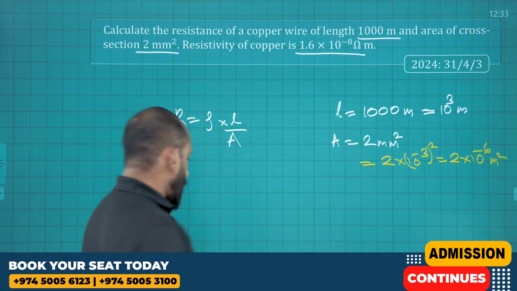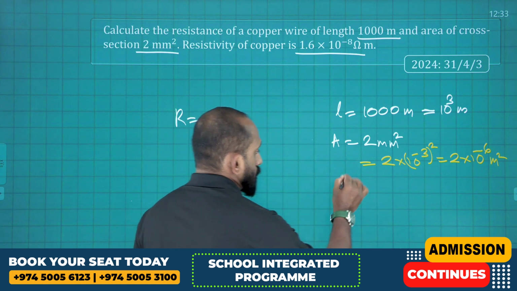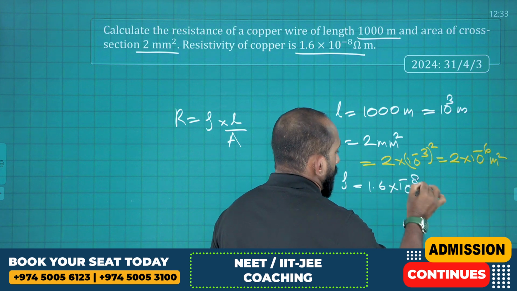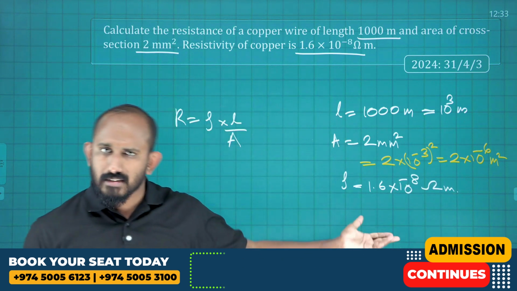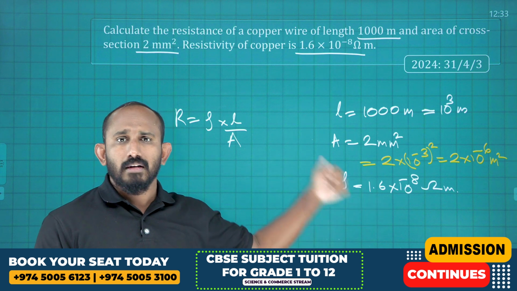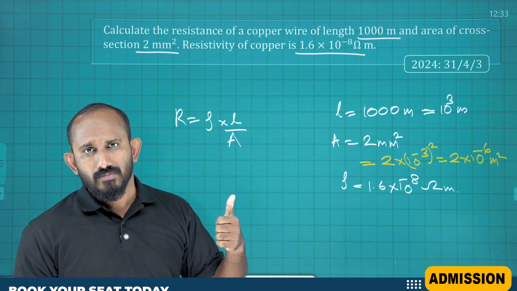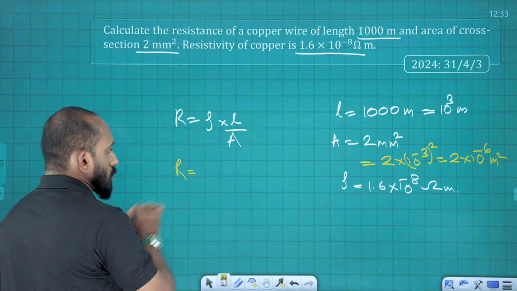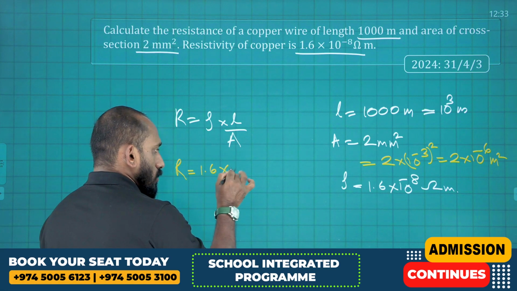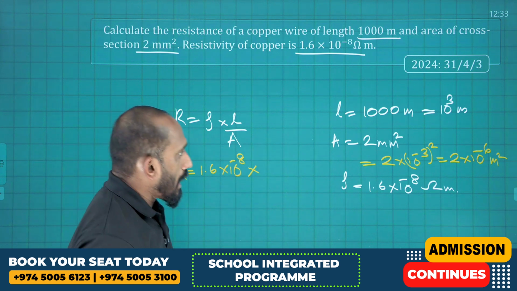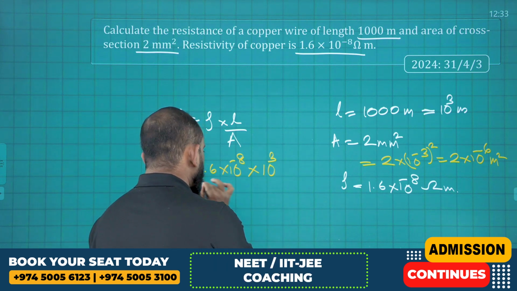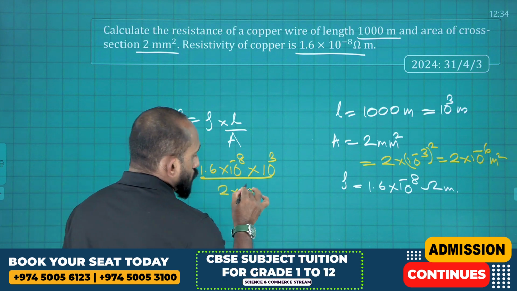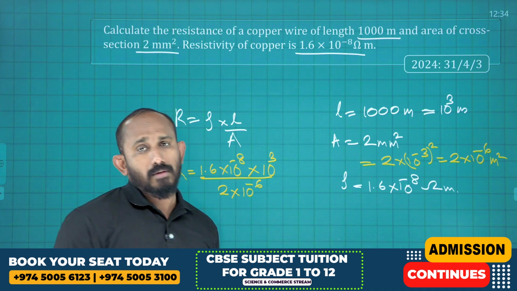Then resistivity is given, rho, that is 1.6 into 10 to the power minus 8 ohm meters. So as it is in SI system, no need to convert. These three data is given. Just substitute, you will get the answer. Let's check. R is equal to 1.6 into 10 power of minus 8 into L is given 10 raised to 3, I am writing for the easiness of calculation, divided by area of cross section is 2 into 10 raised to minus 6 meter square.